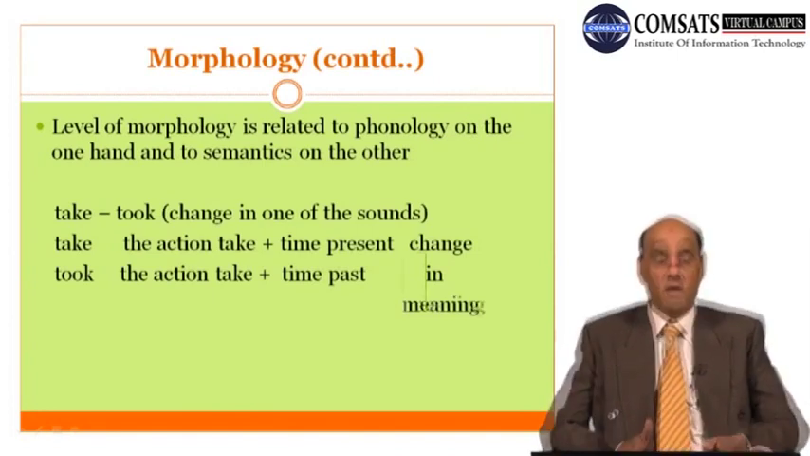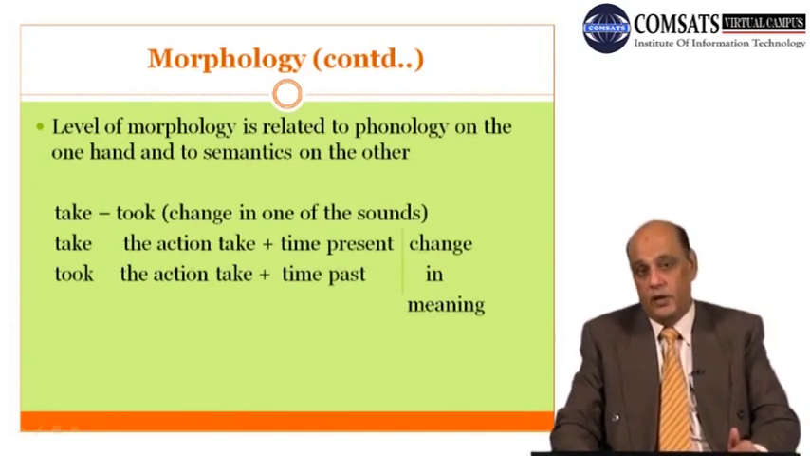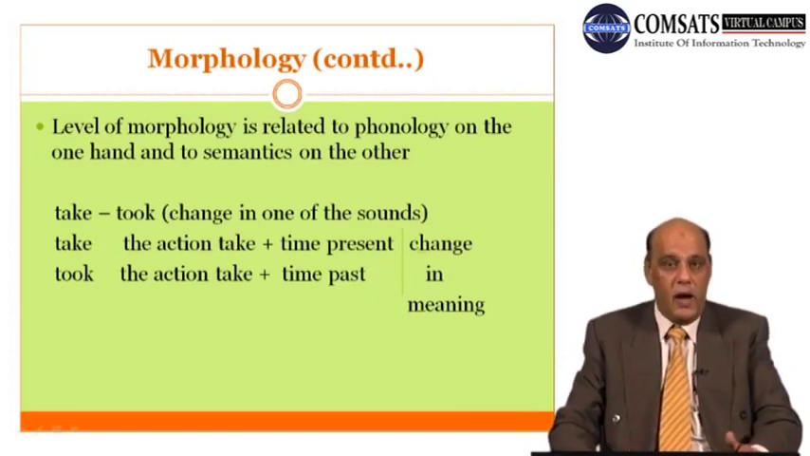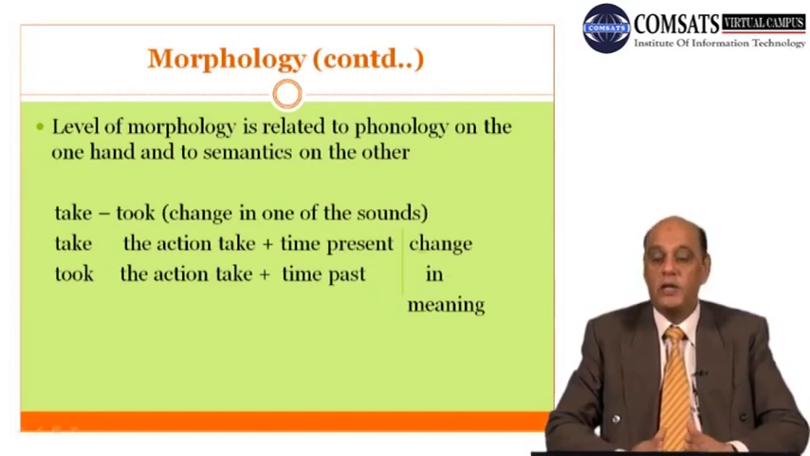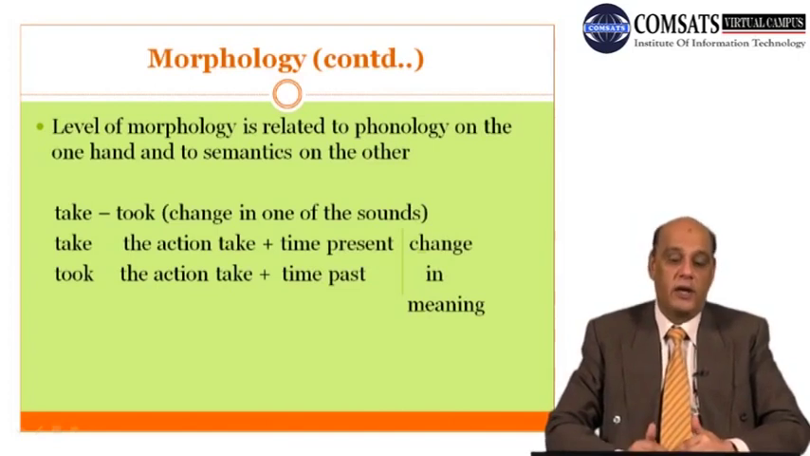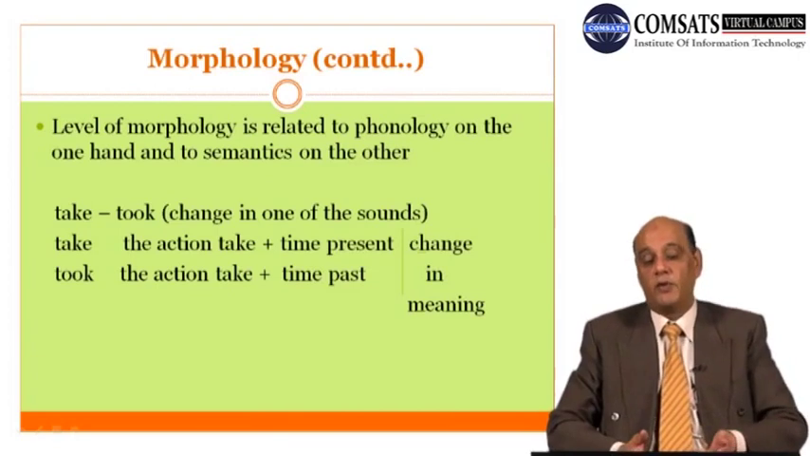We see that the level of morphology is related to phonology on one hand and to semantics on the other. Now here we see, as I said earlier, how these levels are linked to each other. Morphology is related on the lower side to phonology, and it also has a link to semantics on the higher side. Now we see an example for this.